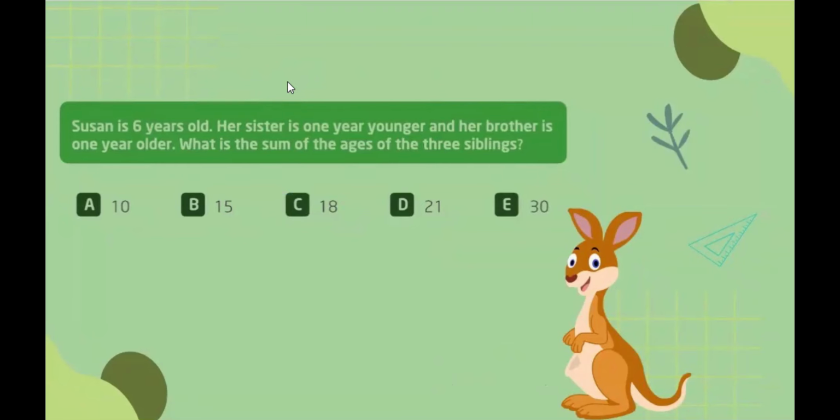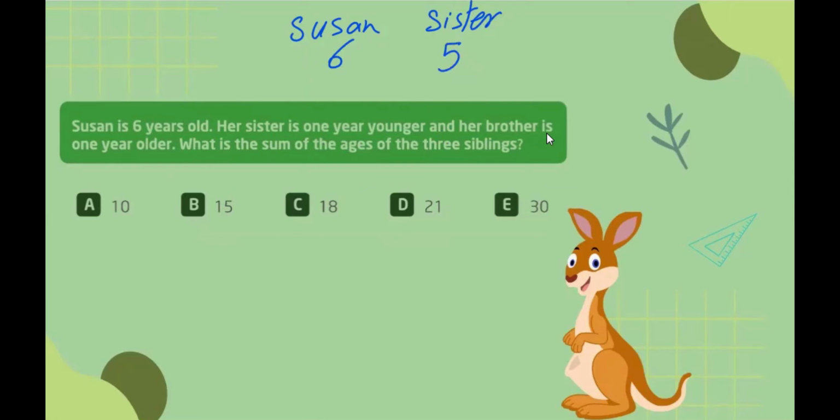Susan is 6 years old. Her sister is 1 year younger, and her brother is 1 year older. What is the sum of the ages of the three siblings? So let's think about it. Susan is 6 years old. Okay, so this is Susan, 6 years old. And her sister is 1 year younger. So sister is 1 year younger, it means 5.